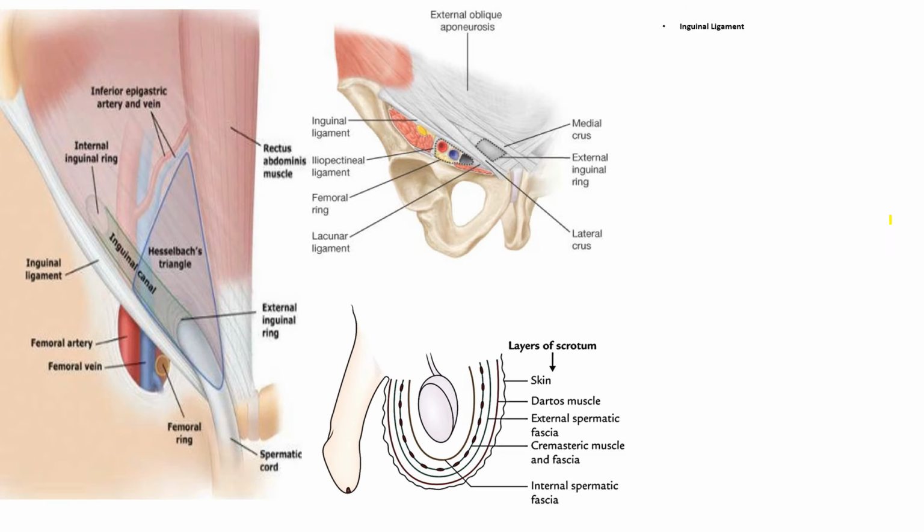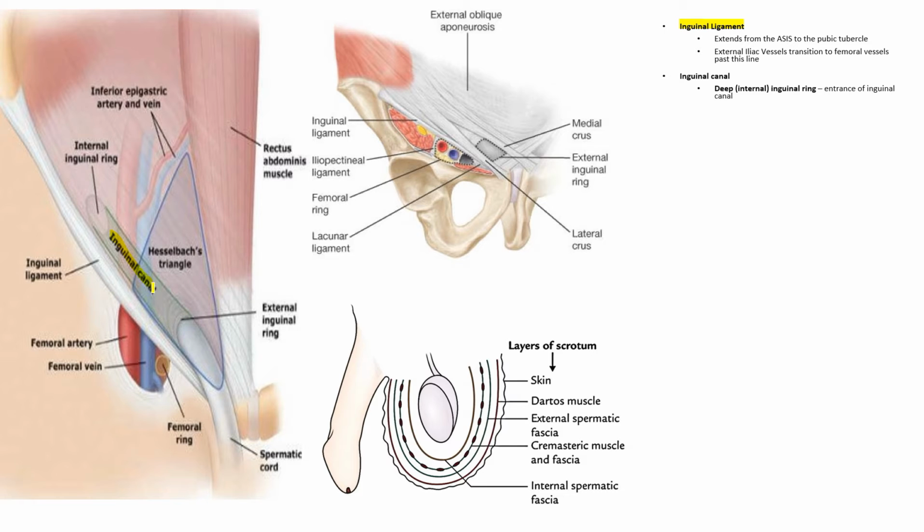So let's get started. First, let's talk about the inguinal ligament. The inguinal ligament is this ligament right here, which is incredibly important and extends from the ASIS, the anterior superior iliac spine, all the way down into the pubic tubercle. The external iliac artery and vein will transition to the femoral artery and vein respectively past the inguinal ligament.